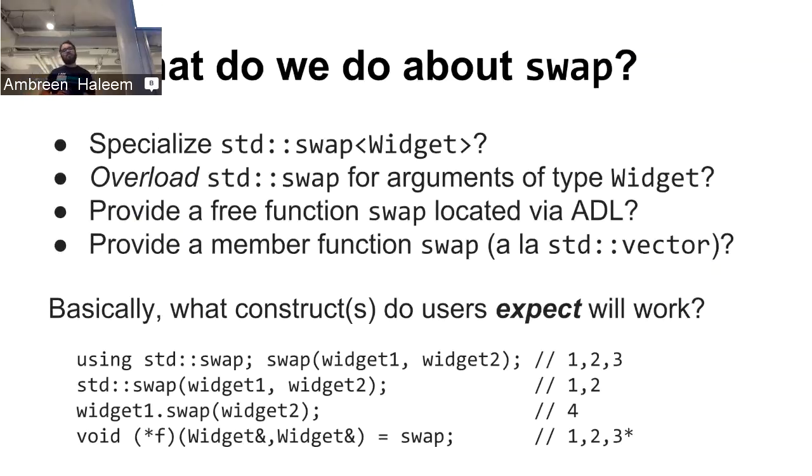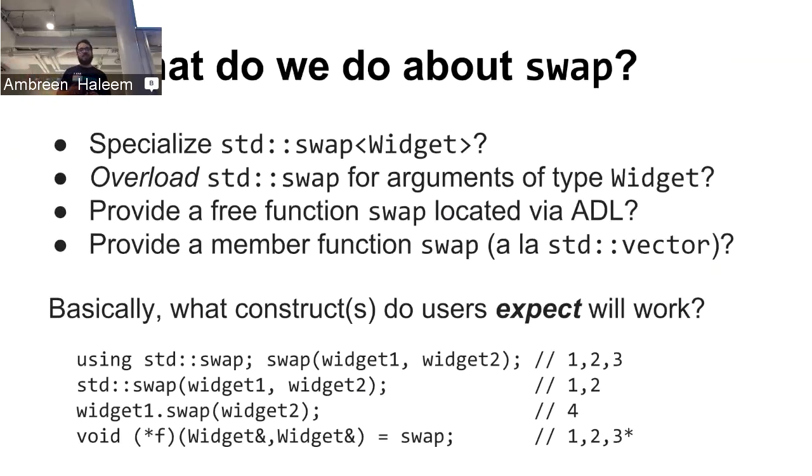There's also a whole bunch of free functions in the std namespace named swap, and there's a swap for strings, there's a swap for vectors. So I guess we could overload it by providing our own swap function in the std namespace. We could provide a free function swap in our own namespace instead of namespace std, and we could locate that via argument-dependent lookup. Or we could provide a member function swap, like vector has. If I have a vector v, I can say v.swap(v2).